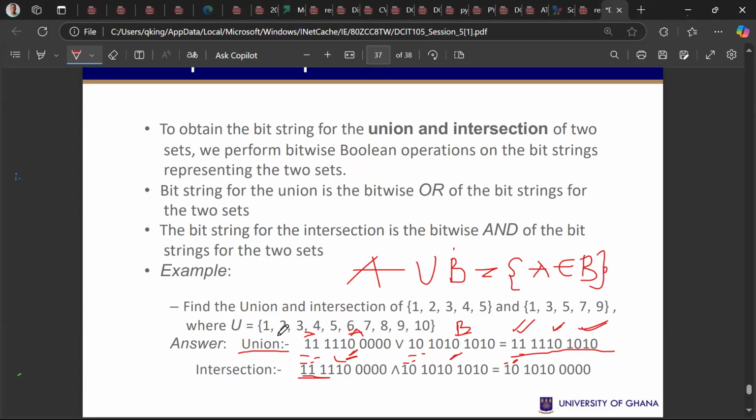And so, okay, we use this question as an example. It says find the union of these sets: 1, 2, 3, 4, 5, and then 1, 3, 5, 7, 9. Find the union.